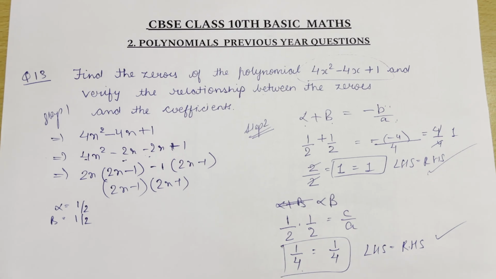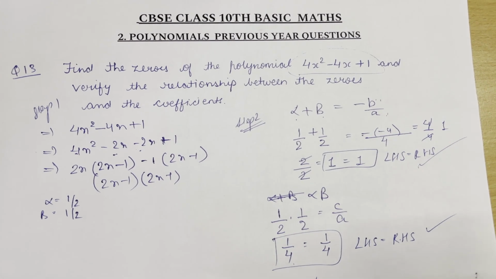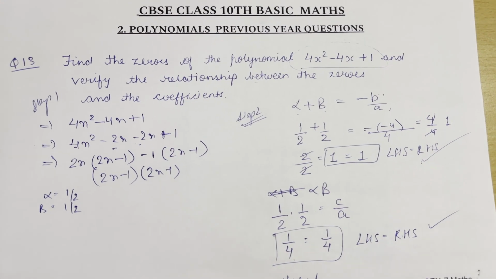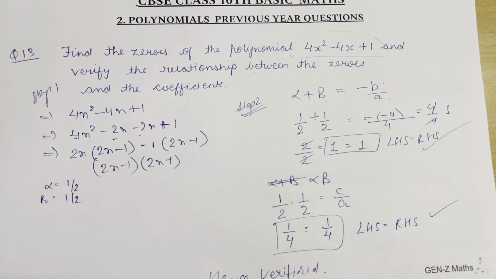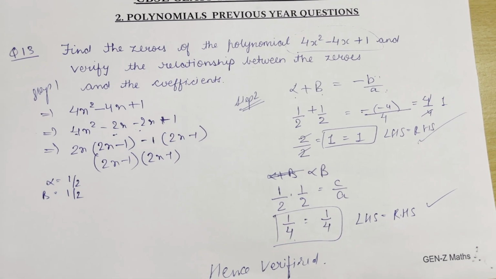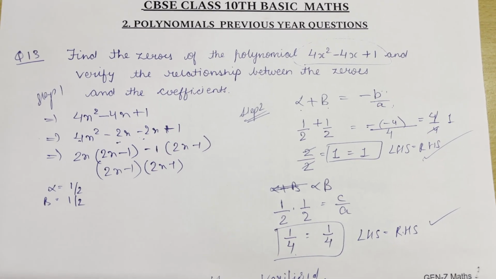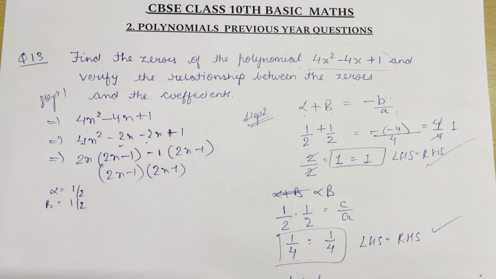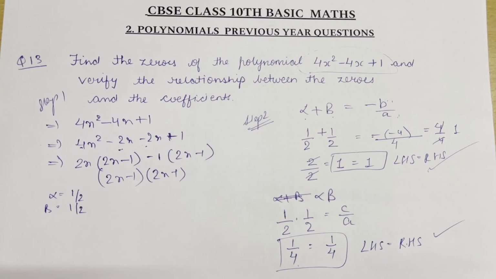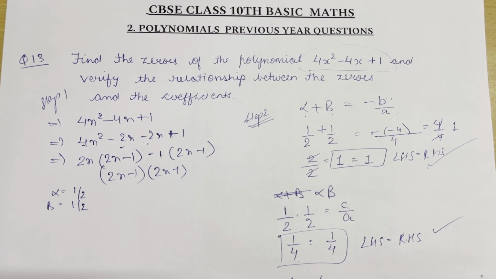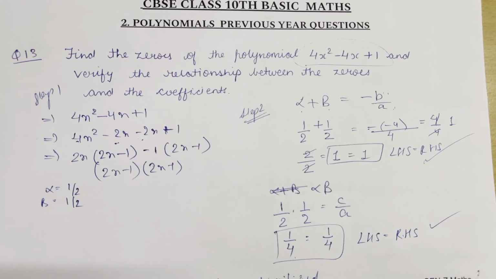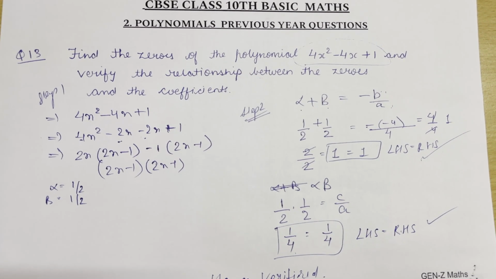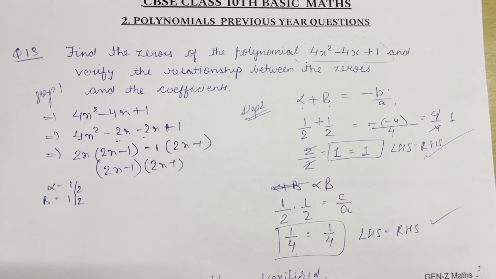That's it, and you can easily solve it in 2 to 3 minutes. What we need to do, first we need to find the zeros of the quadratic polynomial. There are two methods. Either you could go with middle term splitting or by quadratic formula, then you just need to verify it by actually adding and multiplying the zeros with the relationship of sum of zeros equals to minus b by a and product of zeros equals to c by a.